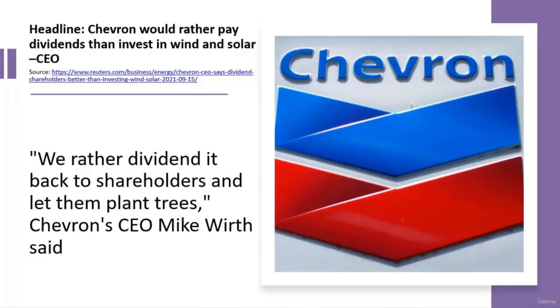So here's Chevron. The CEO of Chevron, this is a headline, said Chevron would rather pay dividends than invest in wind and solar. Chevron, of course, is a big energy oil type company, right? And the quote from their CEO, Mike Wirth, he said, "We'd rather dividend it back to shareholders and let them plant trees." What he means is we'd rather pay people like you and I who are investing in Chevron in the form of a dividend.